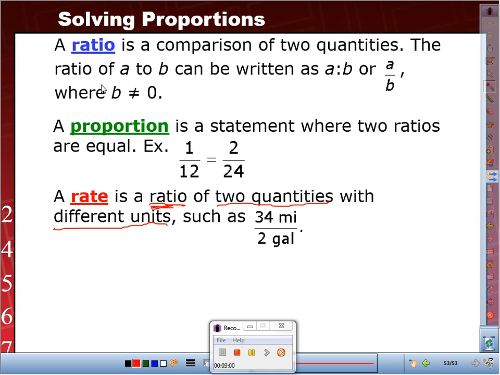A regular ratio was what? The same kind of units, right? Remember? Girls to boys, apples to oranges, same type of stuff. But look at this one. What do we have? Miles and gallons. Are they the same type of item? No, they're two different types of measures. That's why this is called a rate. Let's see, another example of two different types of items.